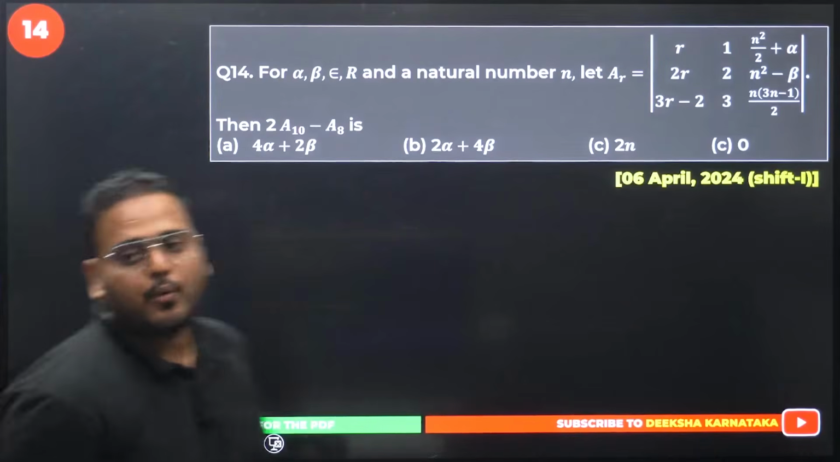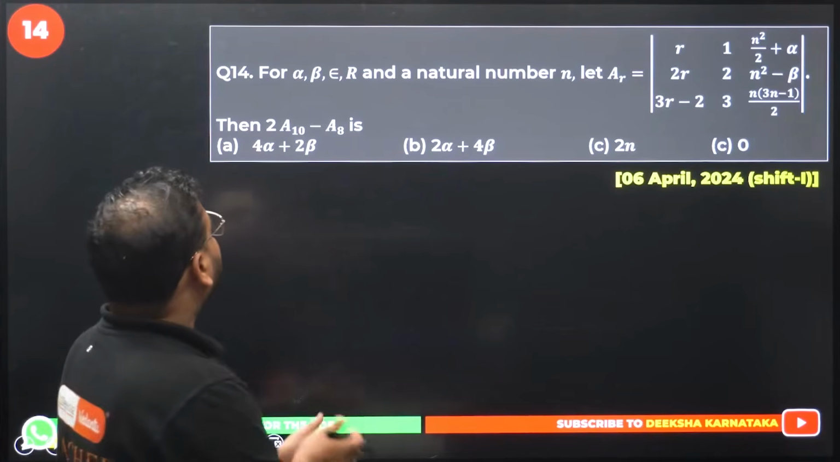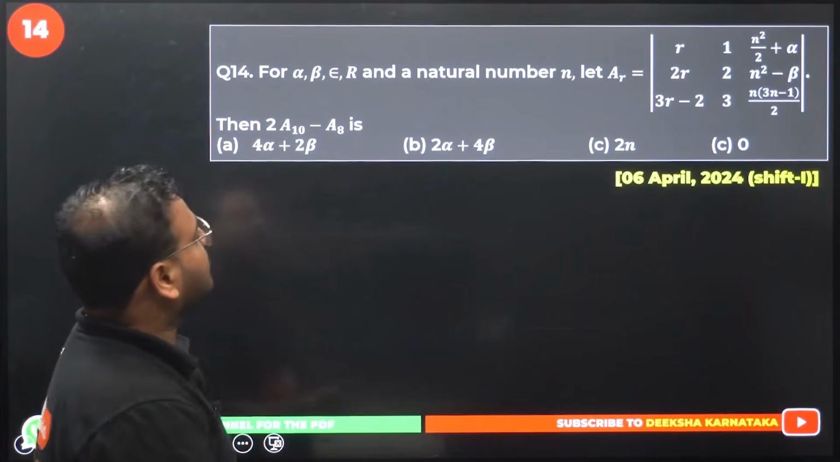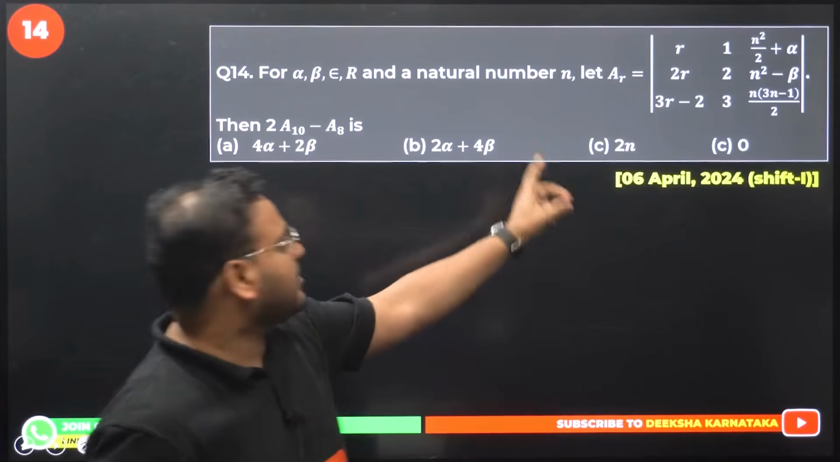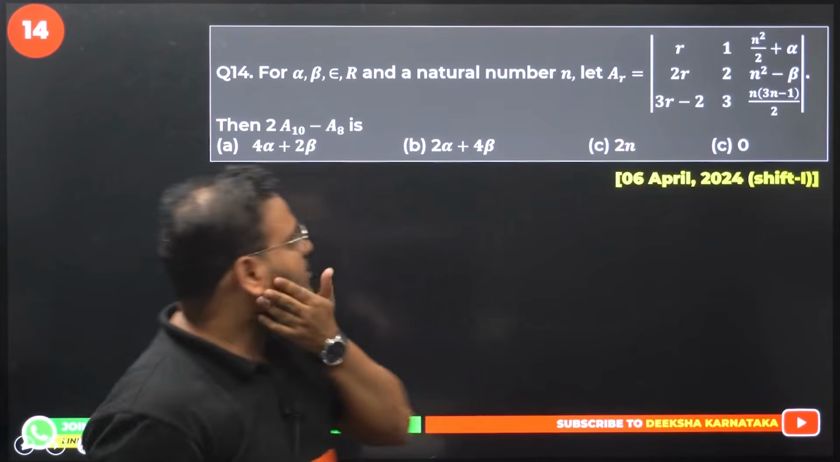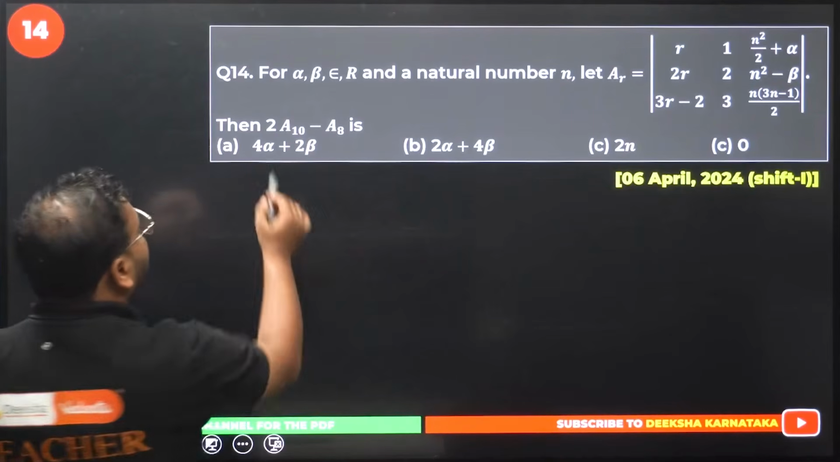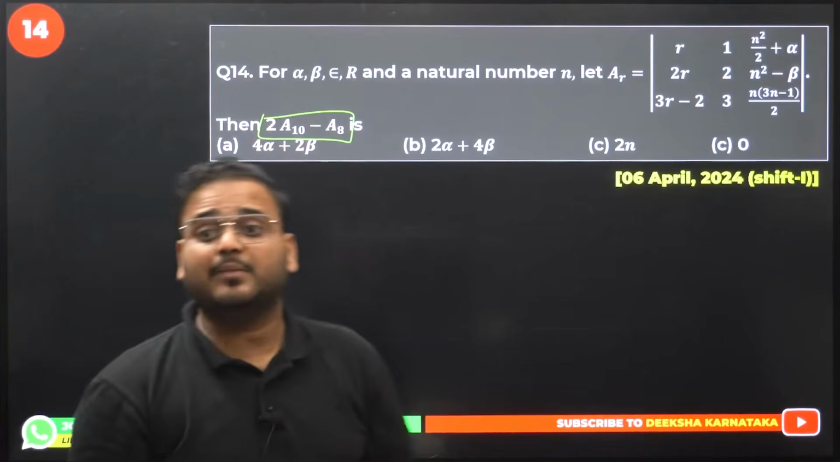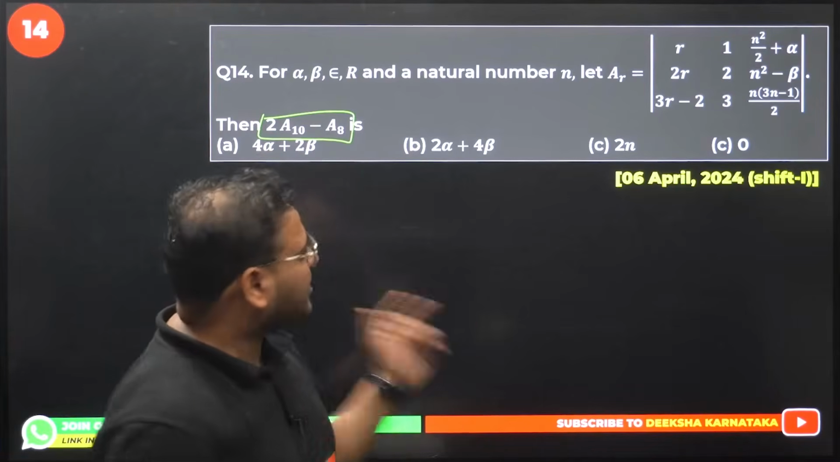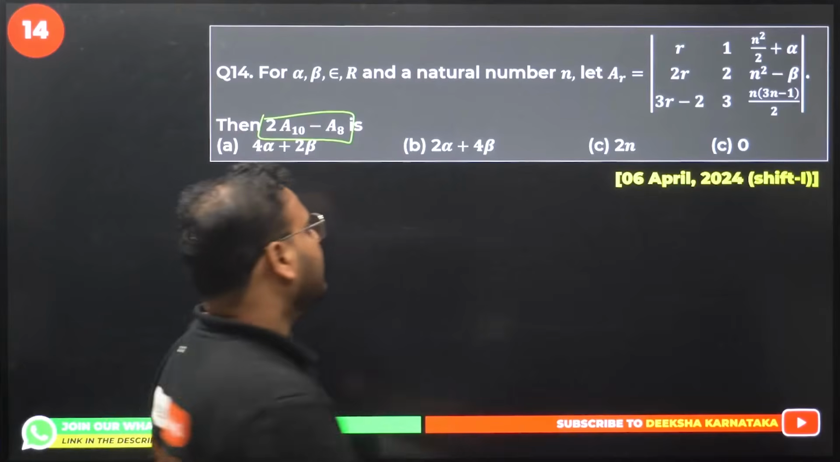Next question. Question number 14. For alpha, beta belonging to R and natural number n, let AR equal to this. They've given a 3 cross 3 matrix AR. Alright. So what you're supposed to do? You're supposed to find 2A10 minus A8. So first of all, our first job is to find AR only.